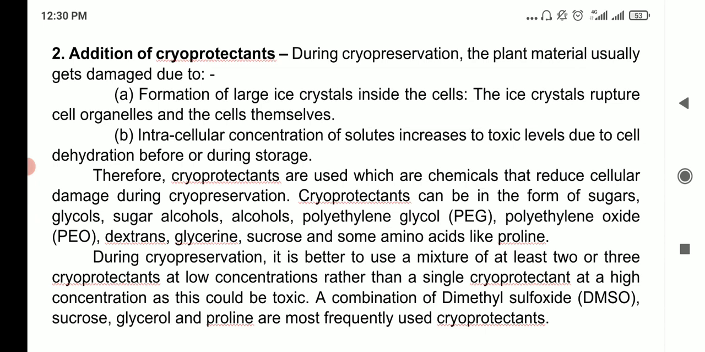Okay, there it's written the plant material can get damaged because of A and B. Okay, you read on your own. So what are cryoprotectants? These are chemicals that reduce cellular damage during cryopreservation, and examples are sugar, glycol, polyethylene glycol, glycerine, sucrose, etc.